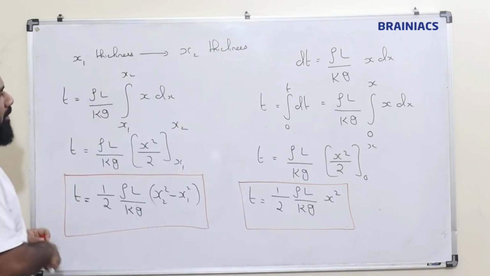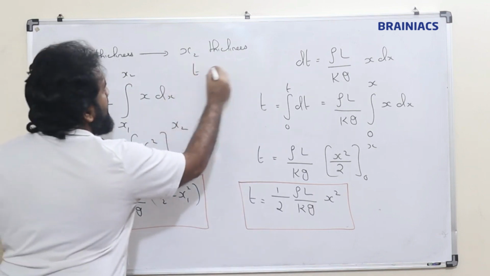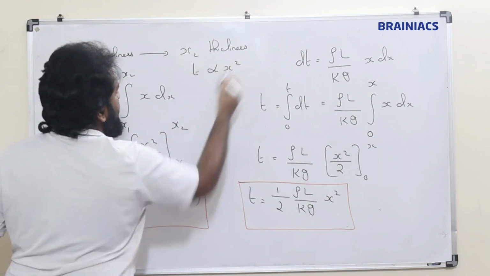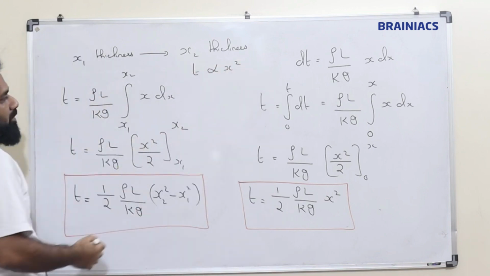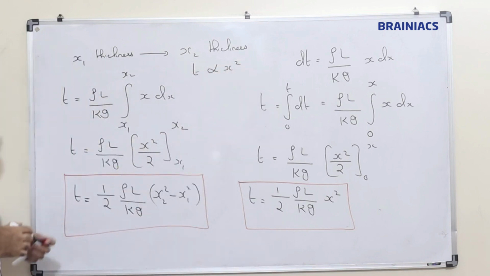So t is proportional to what? T is proportional to x square. So suppose if we need to find the ratio, please note it down, we will write that also.